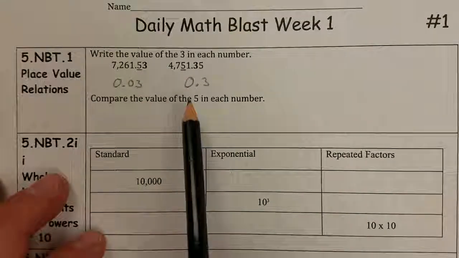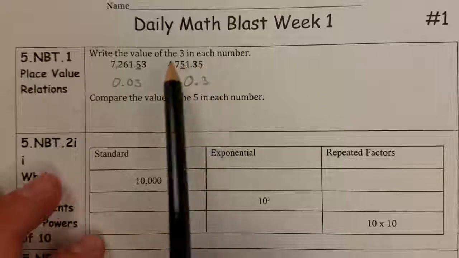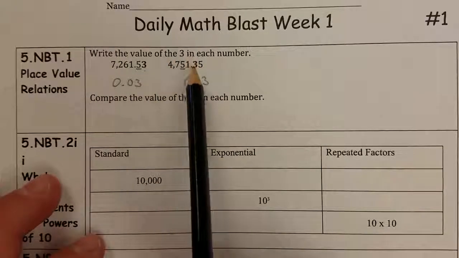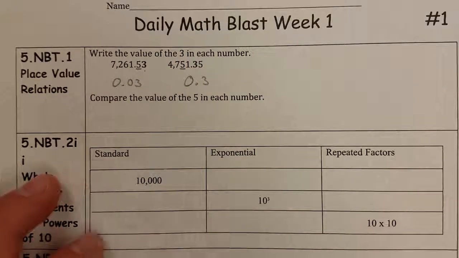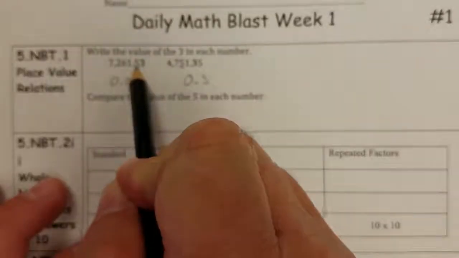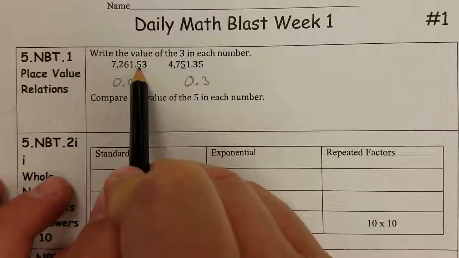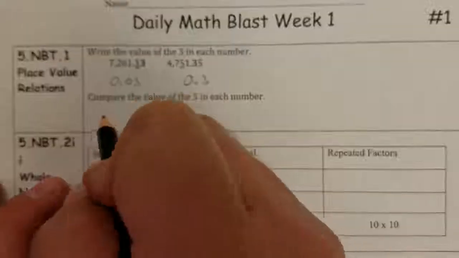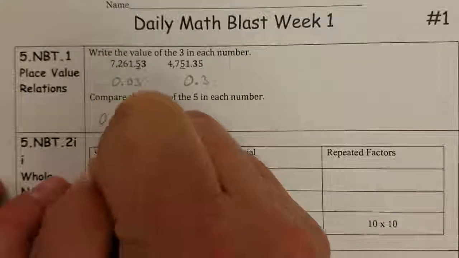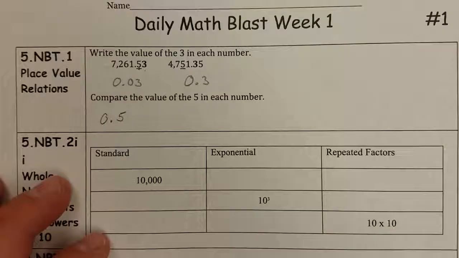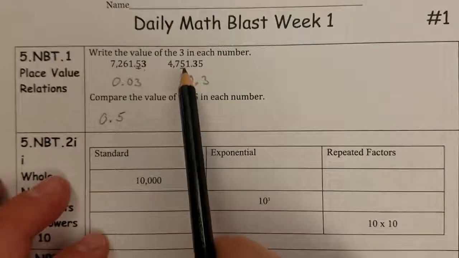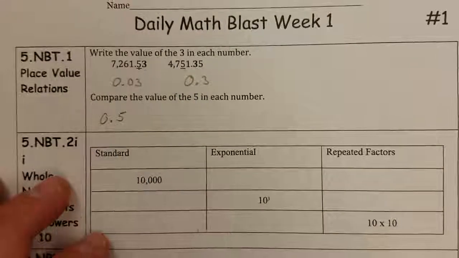Compare the value of the 5 in each number. What they've done for us is they've underlined the 5 that they want us to focus on in each number, the digit. So we're looking right here. So we've got the 5. It is in the tenths place. So that is 5 tenths. And in this number, the 5 they want us to focus on is right here in the tens place. So that value is 50.